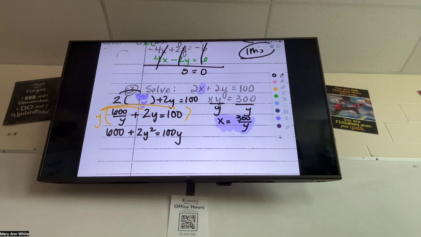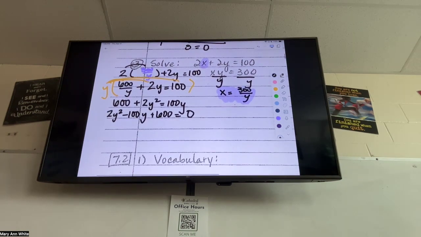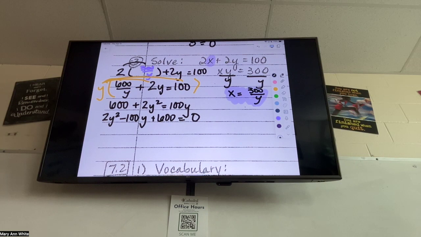Now, this looks like a quadratic. Let's move everything to one side and see if we can factor it out. I'm going to put the 2Y squared in front, put that minus 100Y in the middle, and then put my 600 at the very end. All that equals 0. Now I can do one more thing before I even start to think about factoring. What can I do? Divide everything by 2. The reason I can divide by 2 is that it's an equation, not just an expression.